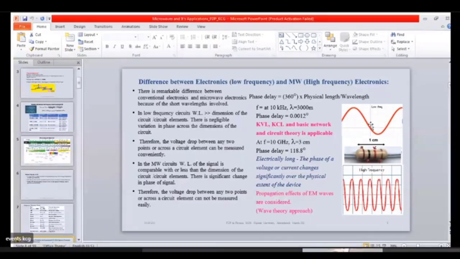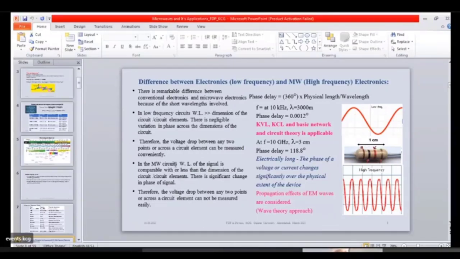Under such circumstances, we can apply Kirchhoff's voltage law, Kirchhoff's current law, or basic network laws to analyze the circuit. If we use these laws, we call it the circuit theory. That means we can apply the circuit theory approach to analyze low frequency circuits. When the dimensions of the circuit elements are much less than the wavelength, the voltage drop between any two points or across the circuit element can be measured conveniently. We can easily measure the voltage drop across this, right?